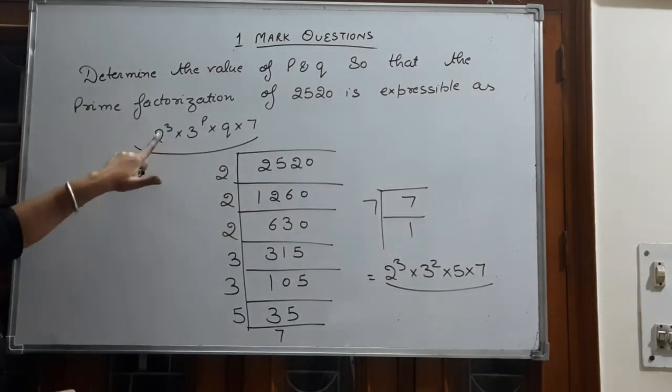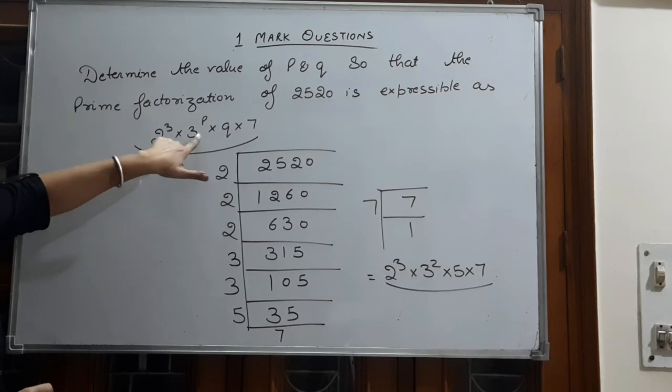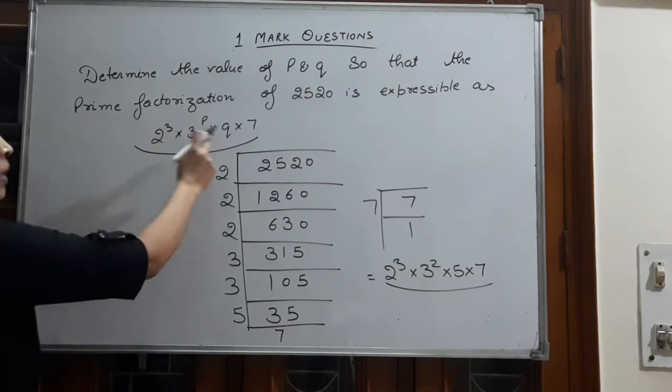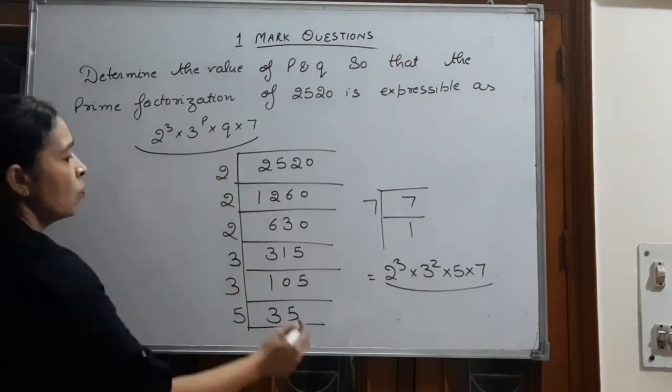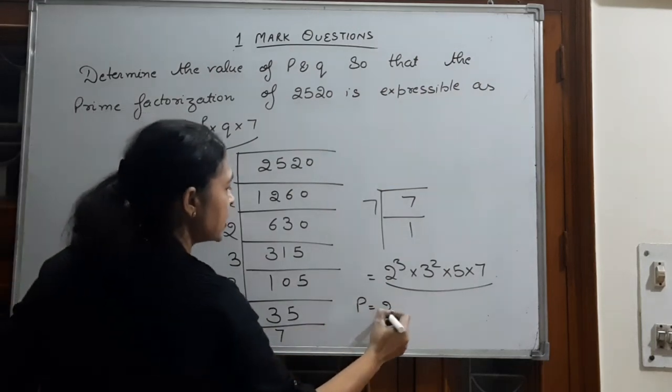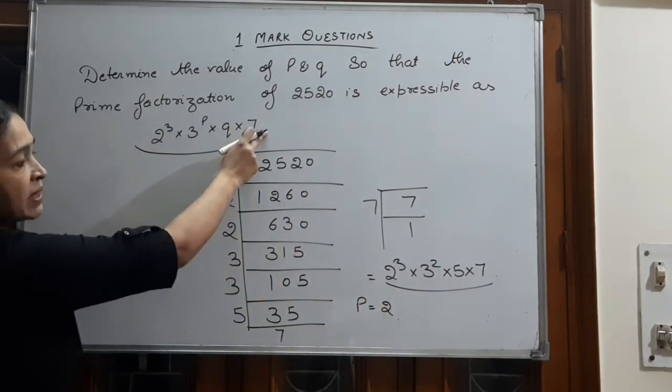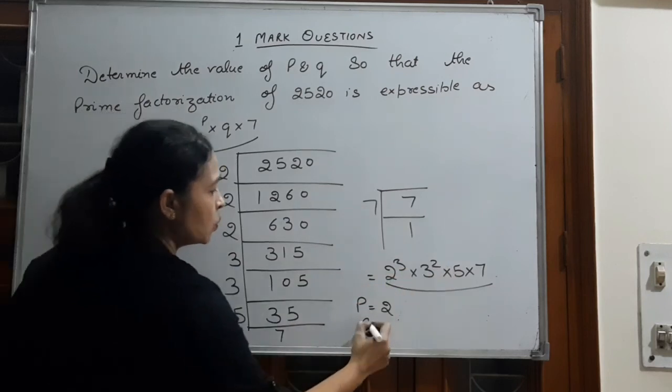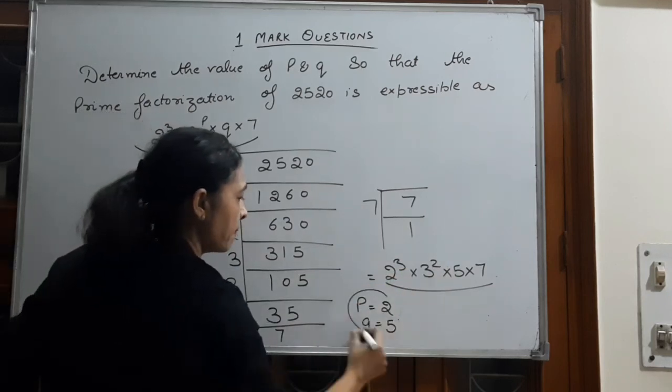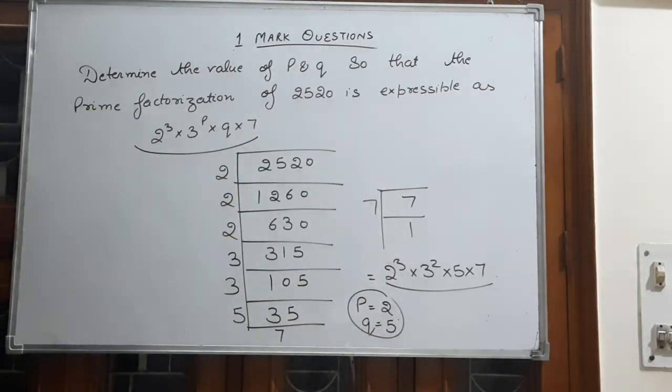Now what is our P? 3 to the power P. On equating these two, what will we get? The value of P is 2. Q into 7. What will be the value of Q? 5 is our Q.